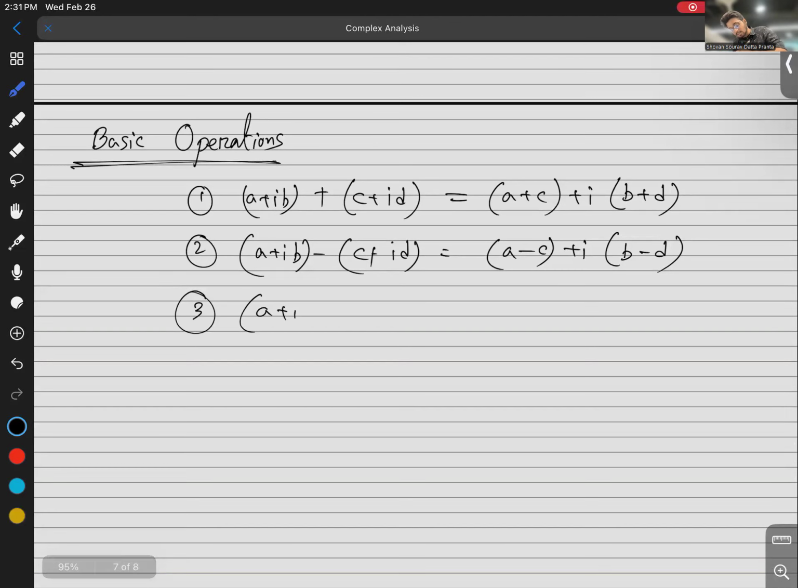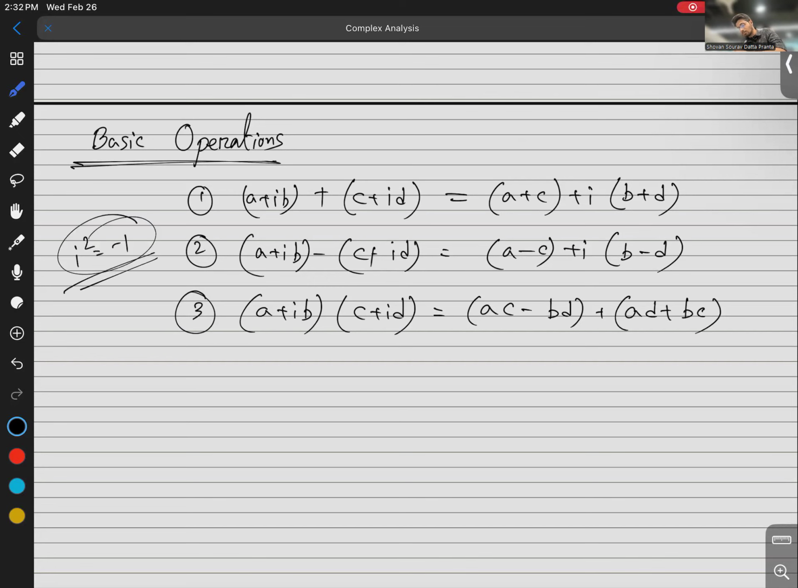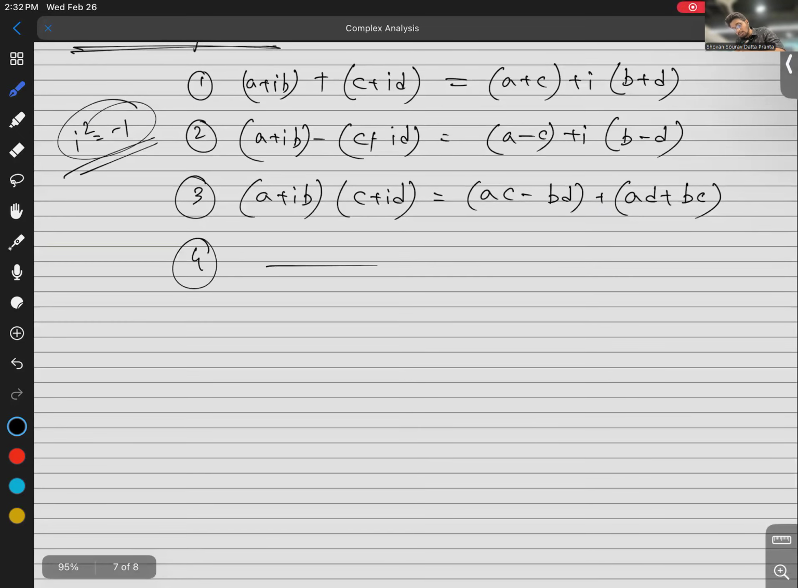And then if we multiply these two numbers, a plus ib and c plus id, what do we get? ac minus bd plus, obviously, i times ad plus bc. Here we are considering i squared is equal to minus 1. And then if we divide a plus ib by c plus id, then obviously c and d are not both 0 simultaneously, because if they are both 0 at the same time, we'll get 0 in the denominator, and this is not making any sense.